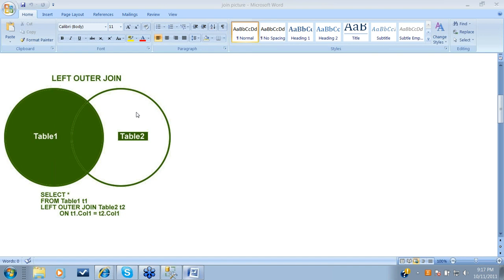But if you're looking for non-matching records, in the same example, I want to create a report which shows all the products which have not been sold. How do you do that? Then we use the left outer join. Yes. We go for the left outer join, but there is a trick for that. What is the trick? Well, don't worry about that. I don't want to get into that right now.